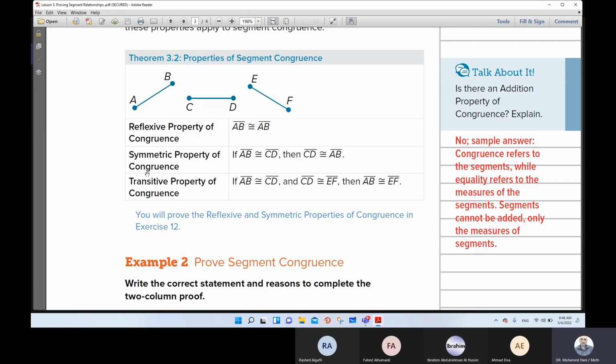Symmetric property of congruence. If segment AB is congruent with CD, it means segment CD is also congruent with AB. This is the meaning of the symmetric property of congruence. And the third property here, transitive property of congruence. If we have AB congruent with CD and CD congruent with EF, so we can write AB congruent with EF. This is the meaning of the transitive property of congruence.